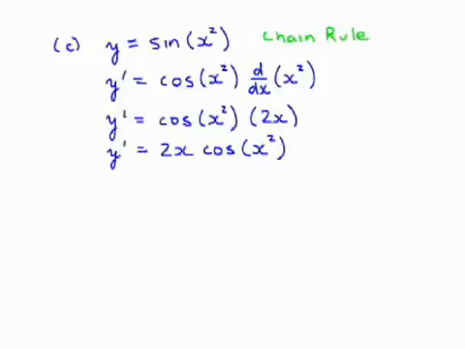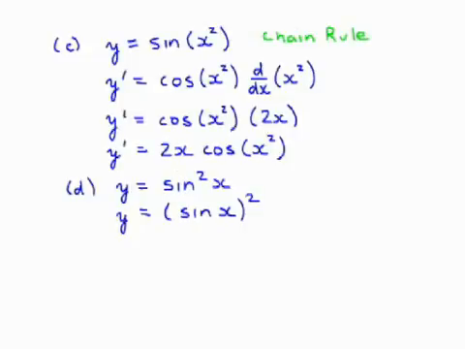In example D, we've been given the function y equals sine squared x. I'm going to write this in a slightly different manner. I'm going to write it as y is equal to the sine of x all squared. When you look at it in this form, you'll notice that what we have here is a trigonometric function embedded within a quadratic function. That's in contrast to example C, where we had a quadratic embedded within a trigonometric.